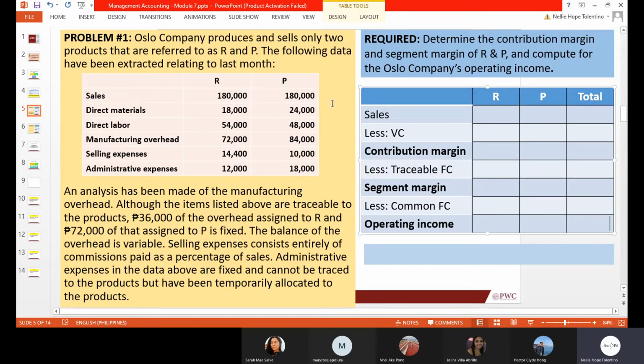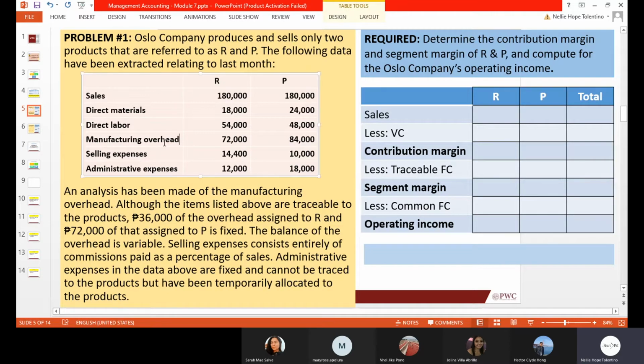So, ano bang nangyari dito kay Oslo? Oslo, meron siyang 2 products na binibenta, R and P. Sulat mo dyan, R, P. Tapos, lagay ka ng isang column for the total. The following data have been extracted relating to last month. So, yan. Pwede mo na yung i-forward mamaya. Pero, basahin muna natin to. An analysis has been made of the manufacturing overhead. Bakit? Ano bang nangyari sa MOH?